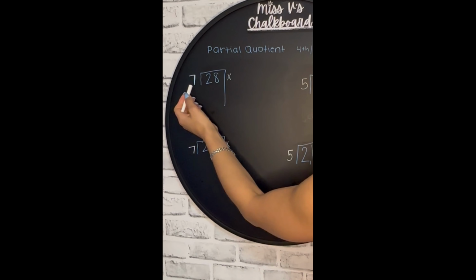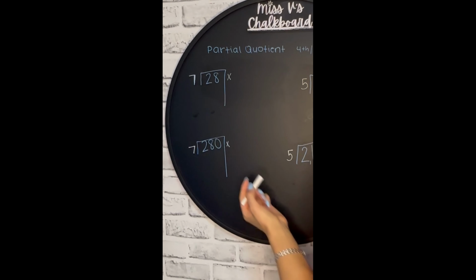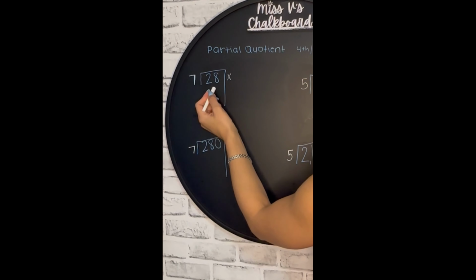This is Ms. V. Today we're going to be practicing solving division problems using partial quotients. So first, let's start small. I have my dividend, my divisor, and the quotient will go on the top. So first I think, how many times will 7 go into 28?